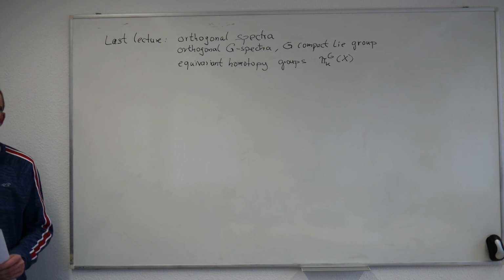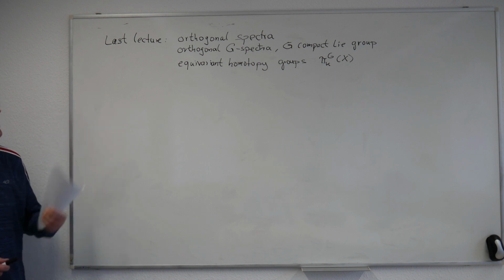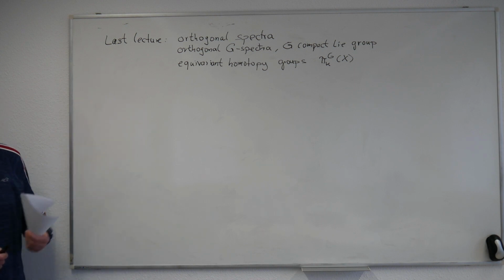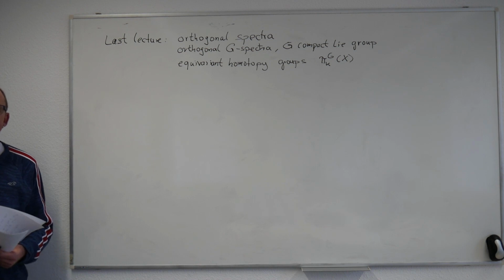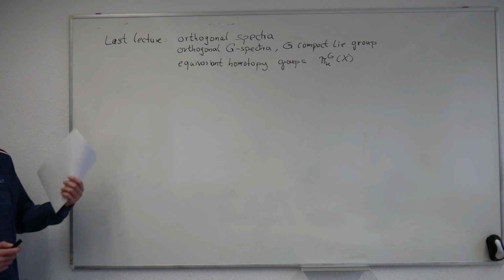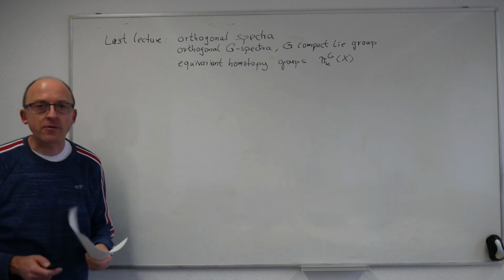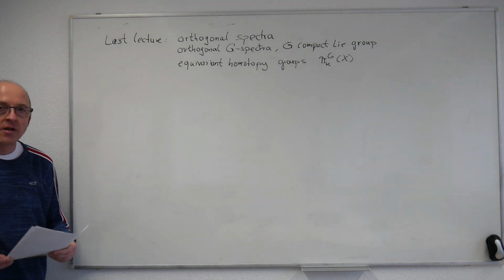Welcome to the second lecture of the Global Homotopy Theory class. In the previous lecture I gave a brief review of certain basic notions. In particular I reviewed the category of orthogonal spectra. I reviewed what orthogonal G-spectra are, with a special emphasis on the case where G is a compact Lie group. That will be the case we mostly care about. And I reviewed the equivariant homotopy groups π_k^G of an orthogonal G-spectrum X.